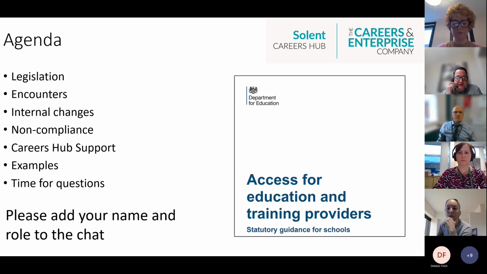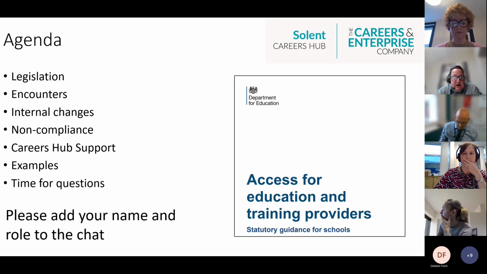Now, the majority of the content that I'll be going through today has come from this Access for Education document that's come from the Department for Education. It was run through as a consultation in June. There was a slight update in July, and then we've had some updates from the Careers and Enterprise Company since then. And so what we've done is that we've pulled this all together and brought about this presentation today.